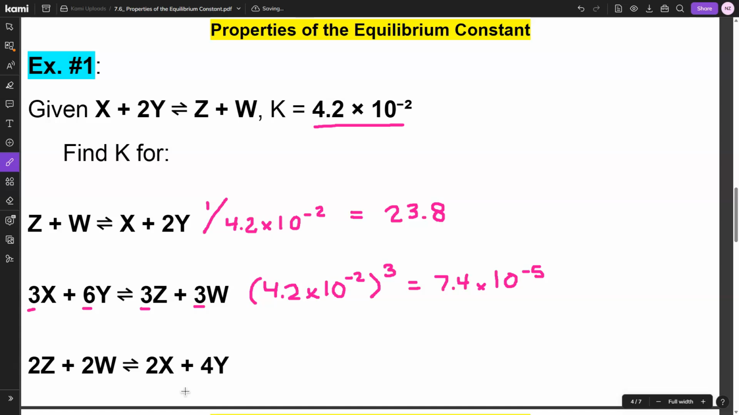Okay, this last one's tricky. It's not only been reversed, because we're starting with Z and W, but we've also multiplied everything by a factor of 2. So we have to do 2 things here. We are going to do 1 over our equilibrium constant, which is 4.2 times 10 to the negative 2, and since I multiplied everything by a factor of 2, I'm also going to raise it to a power of 2. When I do that, I get 566.4. So you can do more than one thing to your equation, requiring you to do more than one thing to your equilibrium constant.